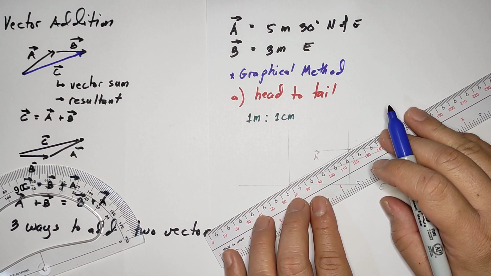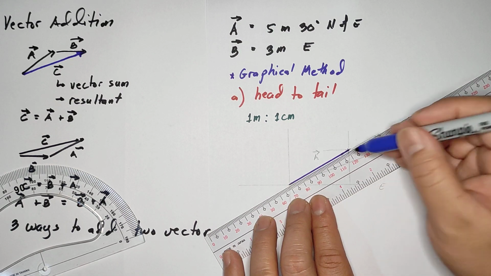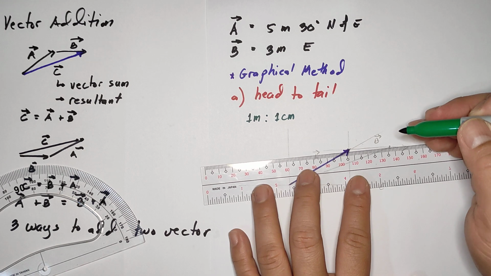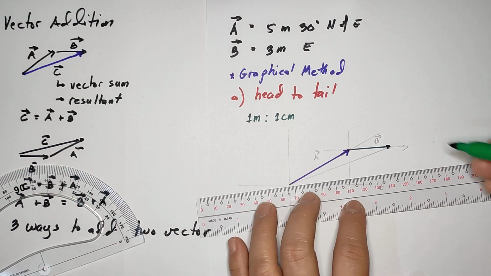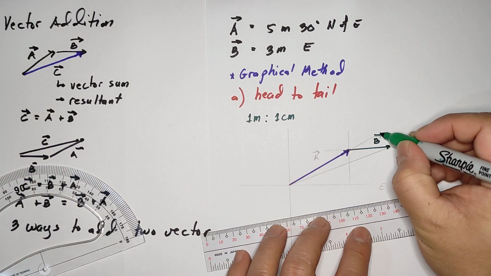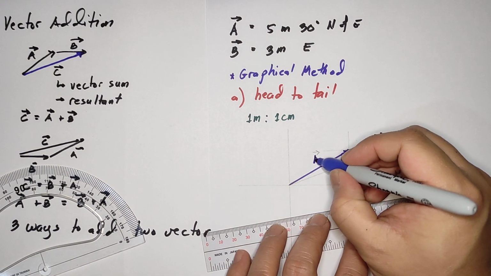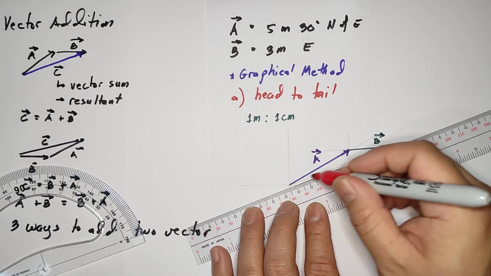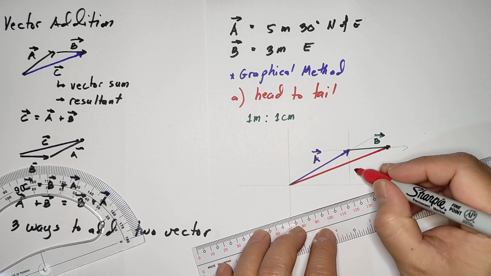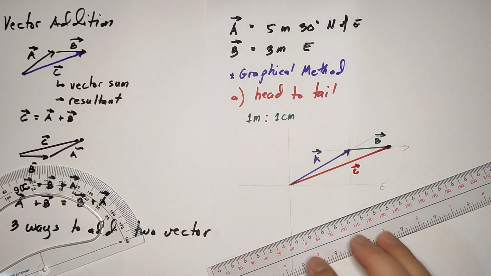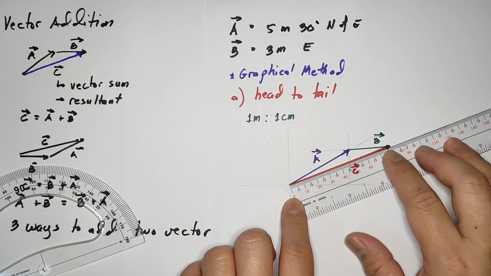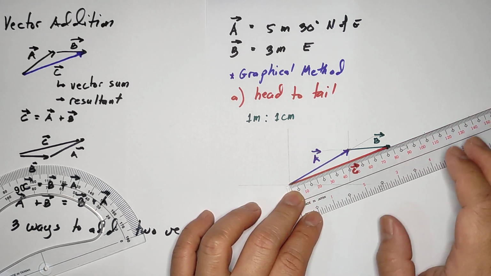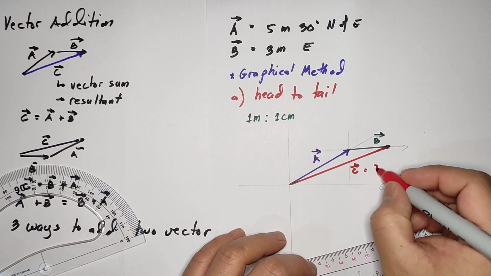So again, this is A. That's the head. And the other one is vector B. That is vector A. And this one is vector C. In terms of graphical, I will just measure from here to there, and my measurement tells me that it's about 7.5 to 8 cm. So let's call this 7.8 cm.